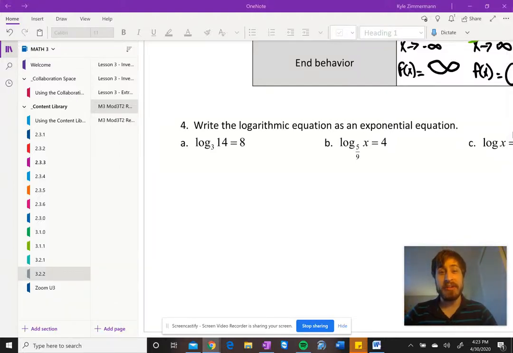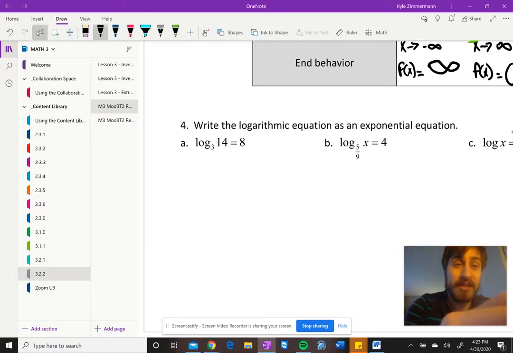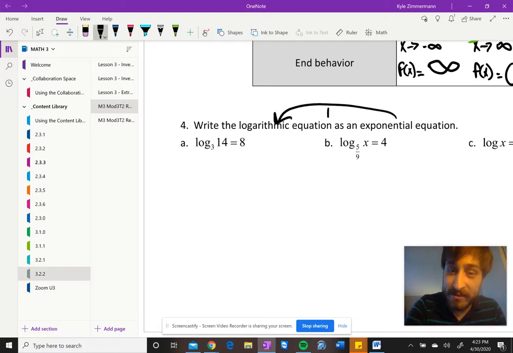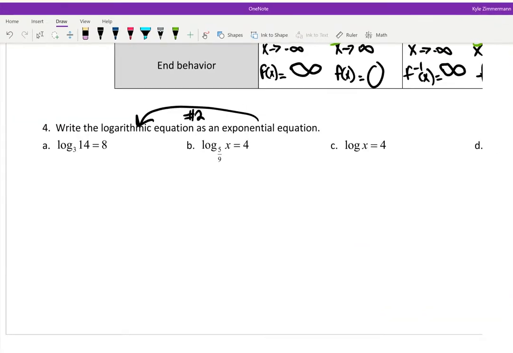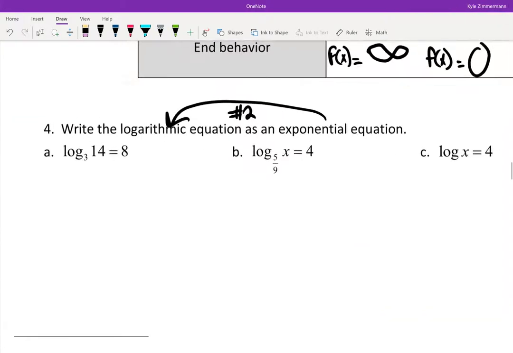We're going to continue to convert between logarithmic equations and exponential equations. Last time we did the opposite. We took an exponential equation and basically we took it here. So if you want to reference this, this is number 2. We're currently going to turn logarithmic equations into exponentials. So let's dive in. I'm going to go ahead and just reference this equation.